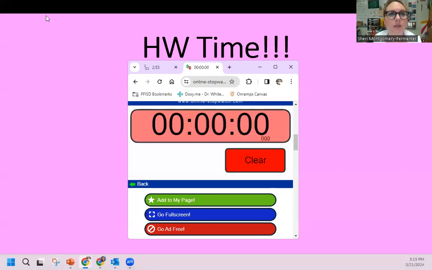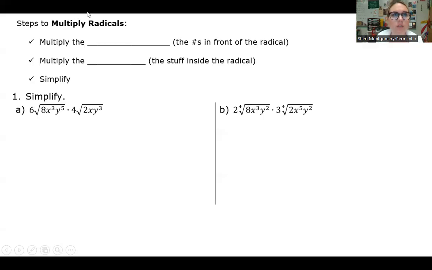All right, let's continue on at the top of our notes. These are the steps to multiply radicals. To multiply radicals, you'll start with the numbers that are in front. Those are called coefficients. A coefficient is just the numbers in front.